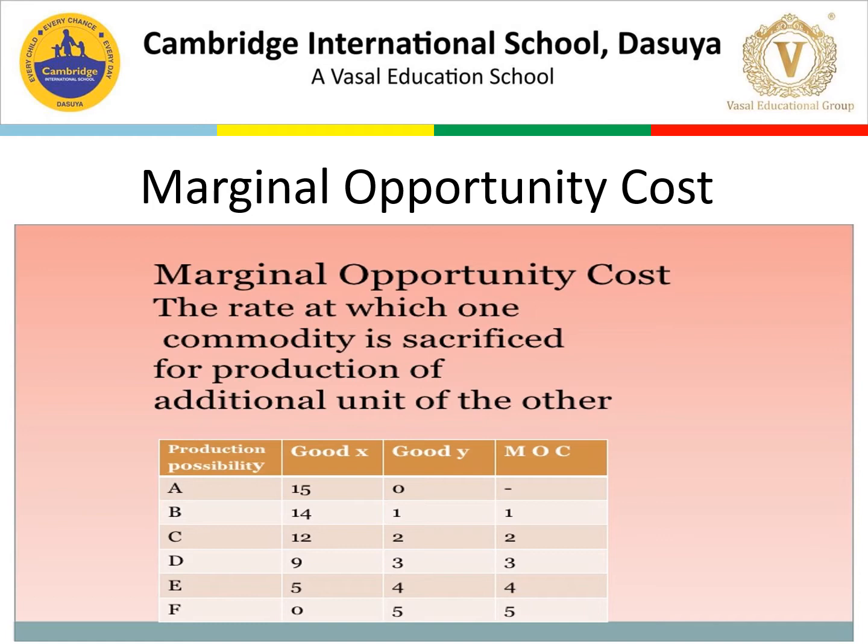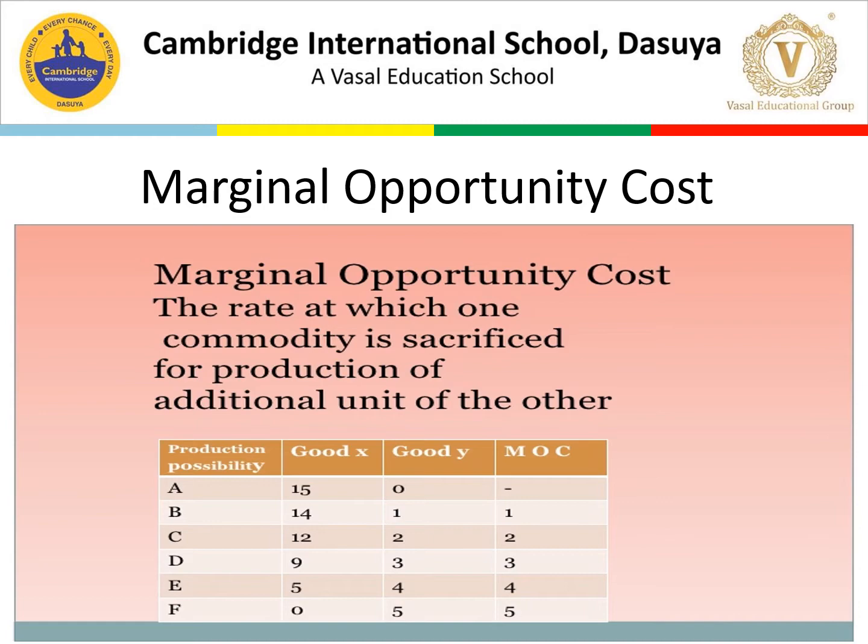So MOC is always increasing. It does not decrease, it is always increasing. As you can see, the values of MOC are increasing. As one commodity decreases, good X units decrease and good Y units increase, so MOC is always increasing. Now let's discuss MRT.